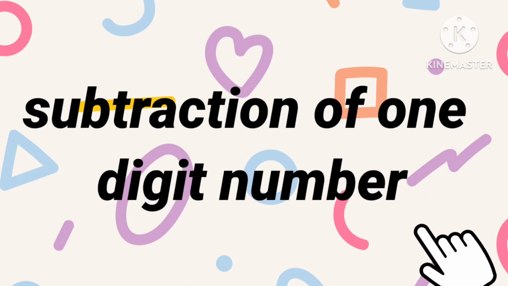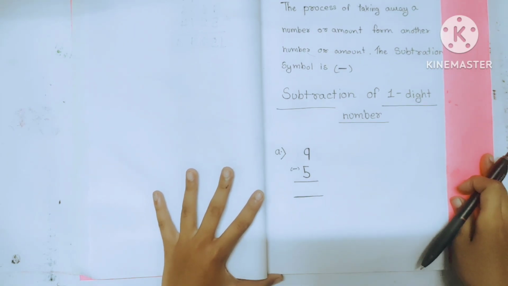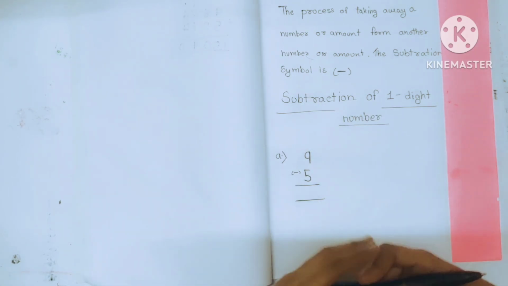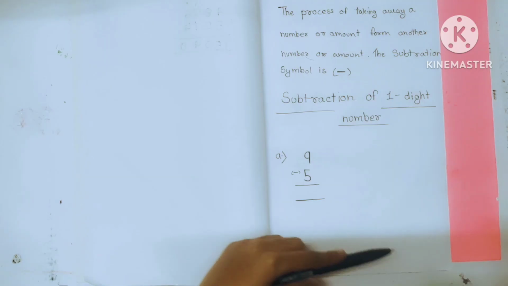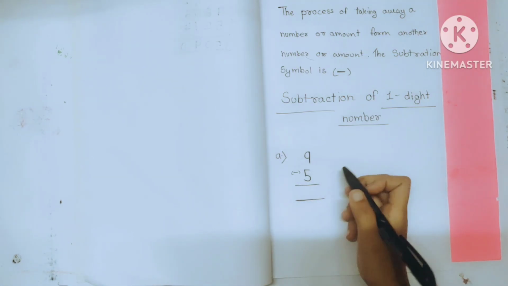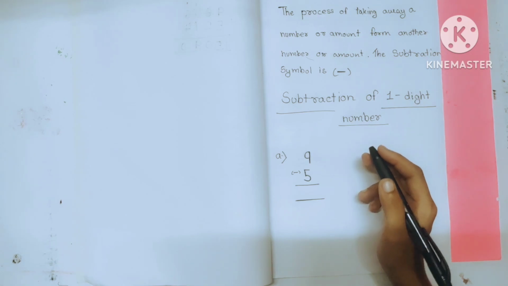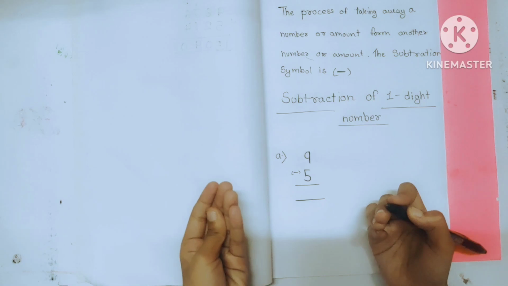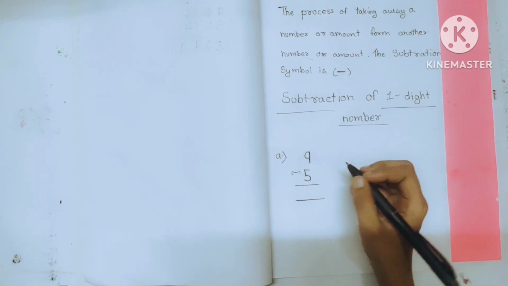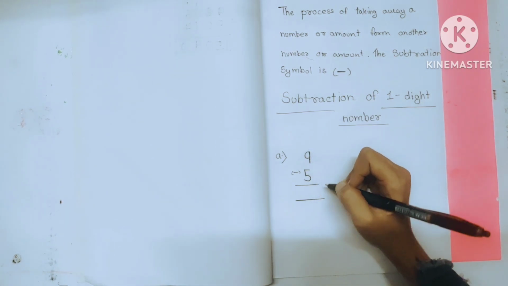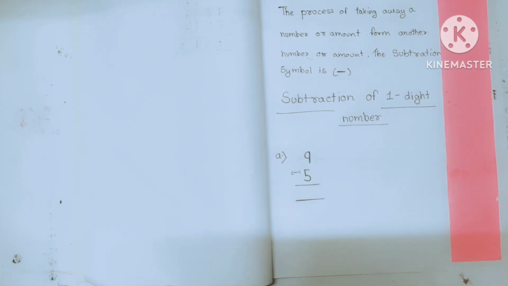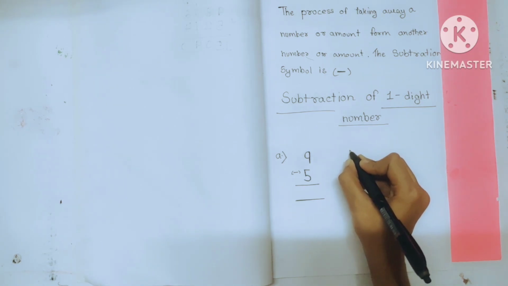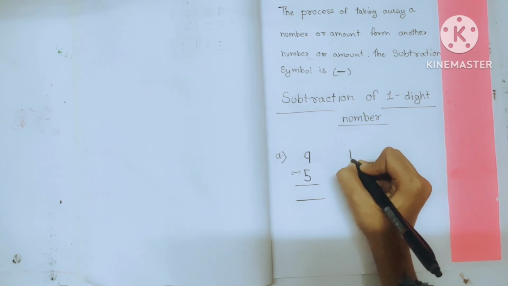Subtraction of one-digit number. Now we are going to know how to subtract one-digit number. So, let's get started. For subtracting this one-digit number, 9 is the bigger number here. So, what we will do? We will make lines. How many lines? 9 lines first.